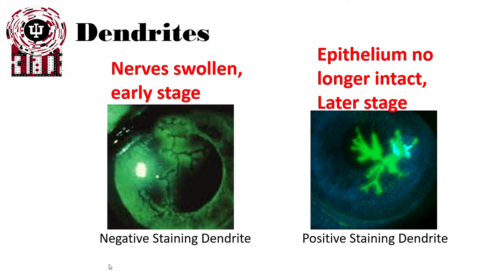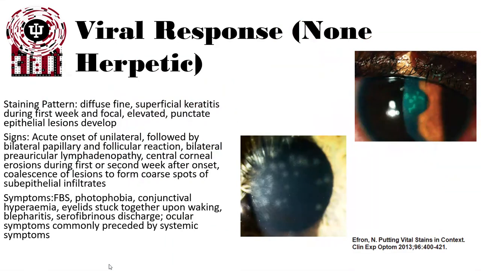Conversely, once we have that breakthrough of Bowman's layer, we start to see the staining come through. That means the epithelium is no longer intact, and this is later in the process of having a herpetic infection, also known as a herpetic reactivation.